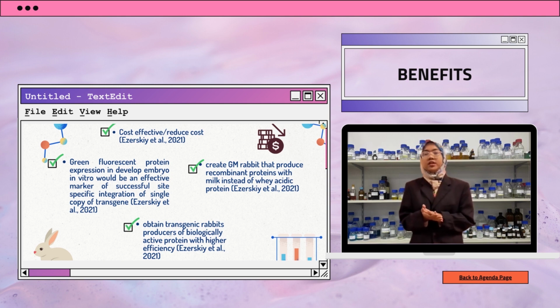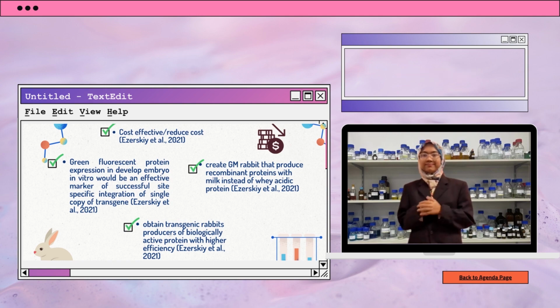Therefore, another benefit of this CRISPR-Cas9 technology is that it will help to obtain transgenic rabbit producers of biologically active proteins with higher efficiency. Last but not least, the benefit of CRISPR-Cas9 in genetically modified rabbit is that it can create genetically modified rabbits that produce recombinant proteins in milk instead of whey acidic protein.